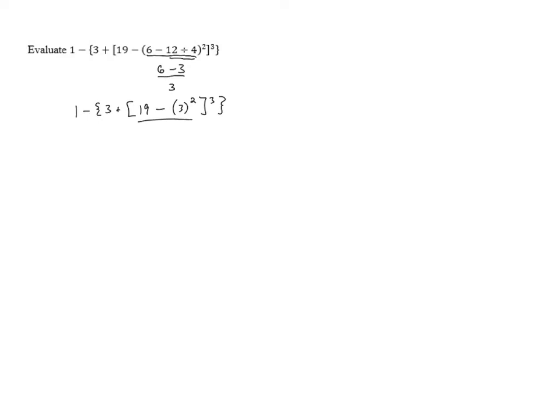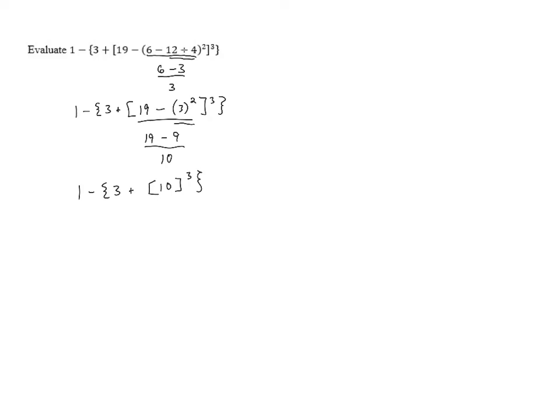In the brackets, we've got 2 operations. We've got a subtraction and we've got an exponent. We know the exponent comes first, so we'll start there. 3 squared is 9, so this is going to be 19 minus 9, which we know is 10. So when we evaluate what's in the brackets, we end up with 10, leaving us with 1 minus brace 3 plus bracket 10, and then cubed, and then squiggly brace at the end.